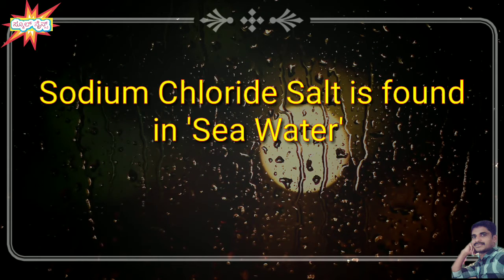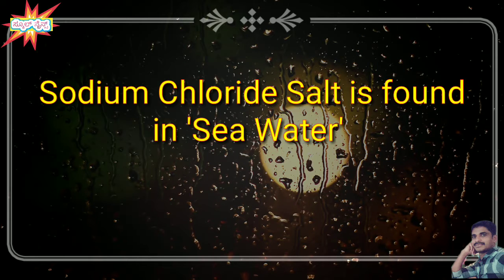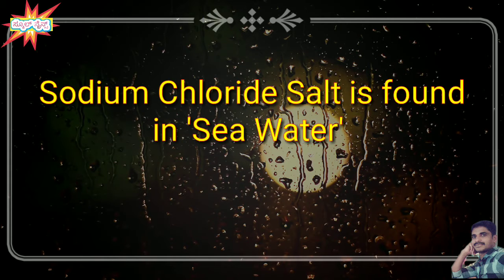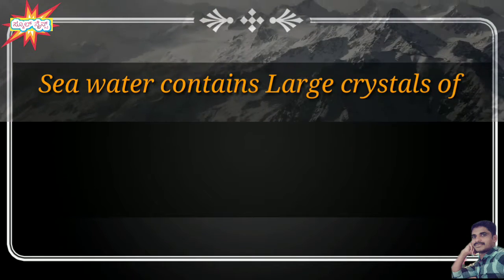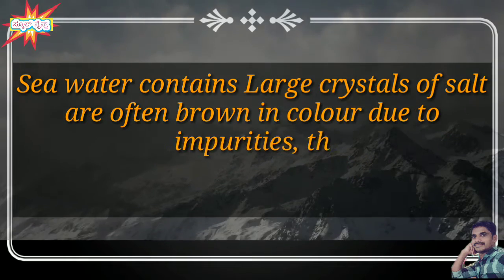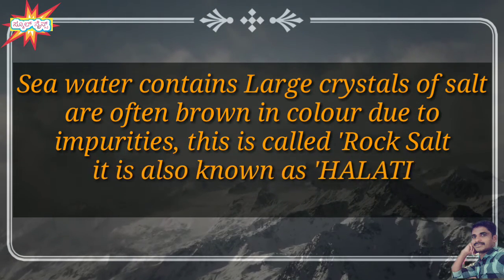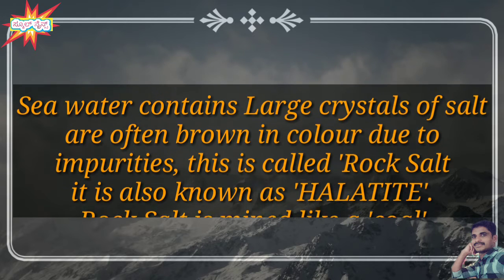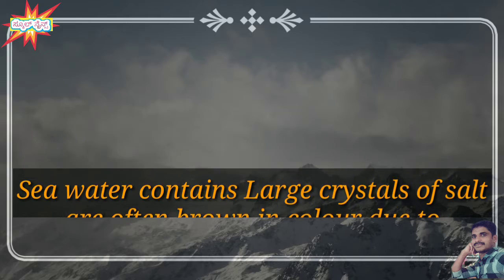Seawater contains many salts dissolved in it. Sodium chloride salt is also found in seawater. Solid salt or large crystals are often brown due to impurities. This is called rock salt. It is also known as halite. Rock salt is mined like coal.